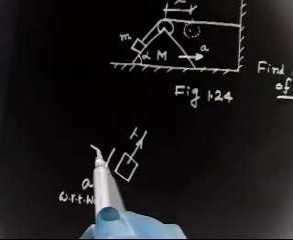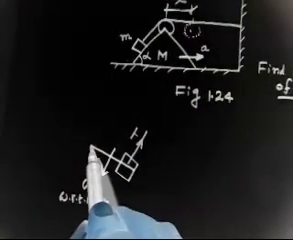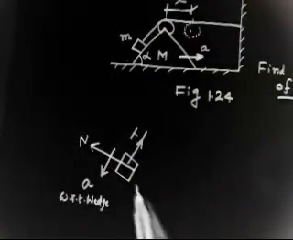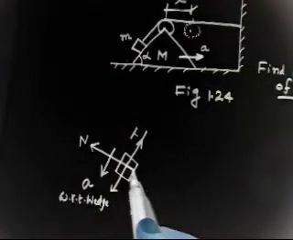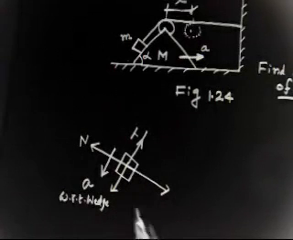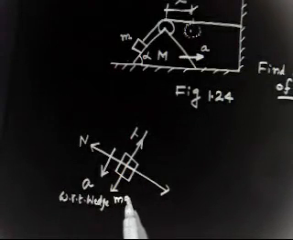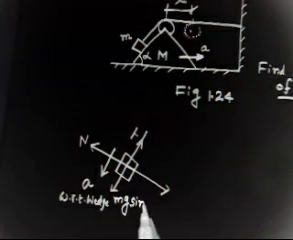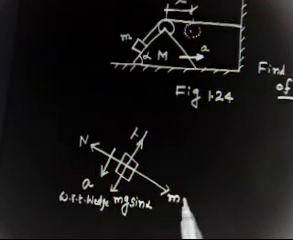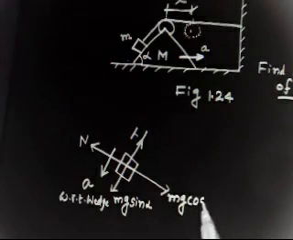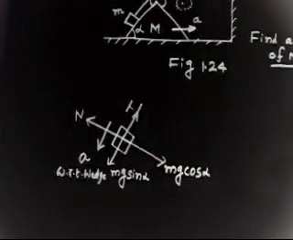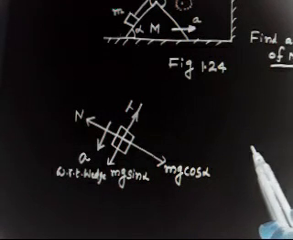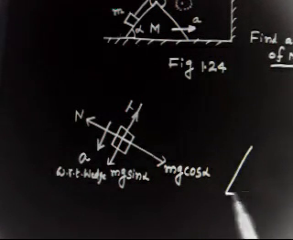Now there will be a normal reaction that will act on this object. And there is mg sin alpha and mg cos alpha that will also act. So let us say in this direction you will have mg sin alpha. In this direction you will have mg cos alpha. Are you getting? Now let us draw the free body diagram for the prism.